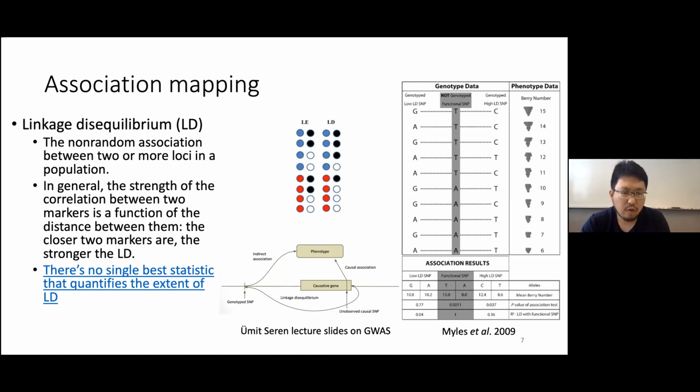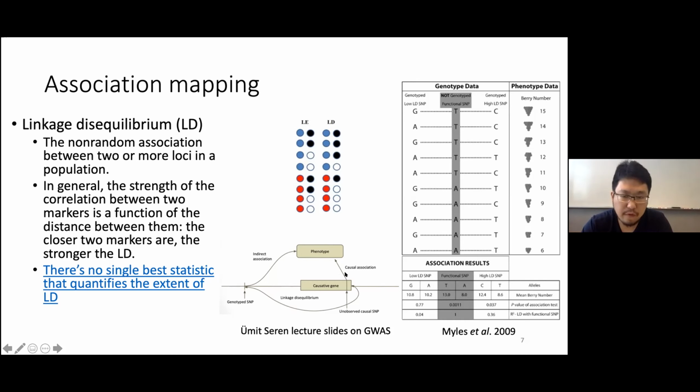In general, the strength of this kind of correlation of two alleles, or the association of the two alleles, is a function of the distance between them. The closer the two alleles or genetic markers, the stronger the LD. But this is not always the case. There are exceptions. But with this phenomenon, we can use this to do genetic mapping.